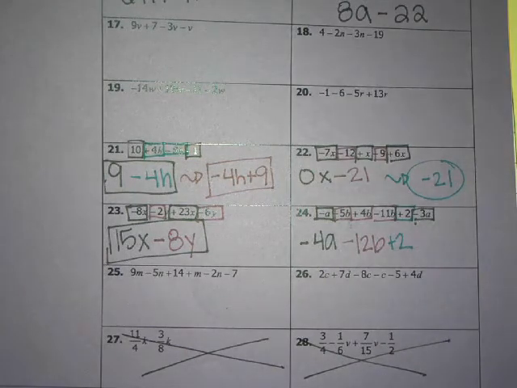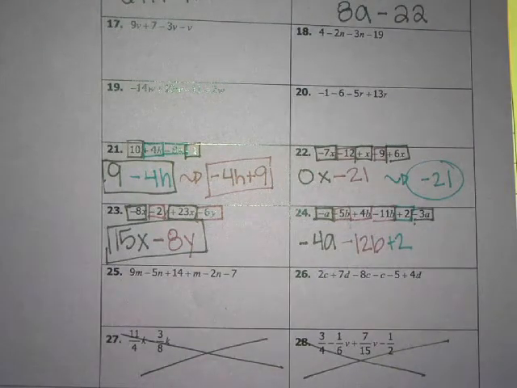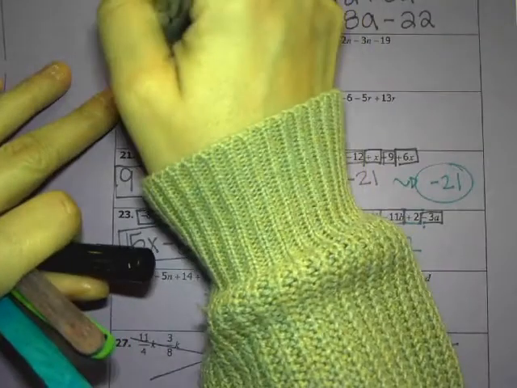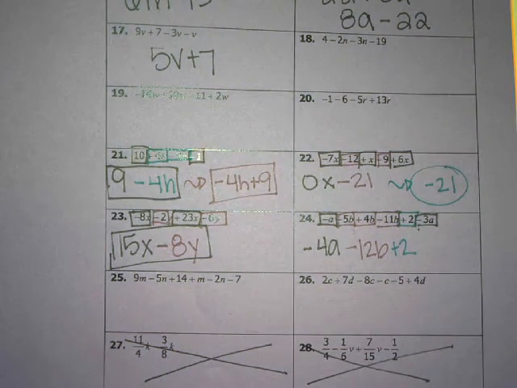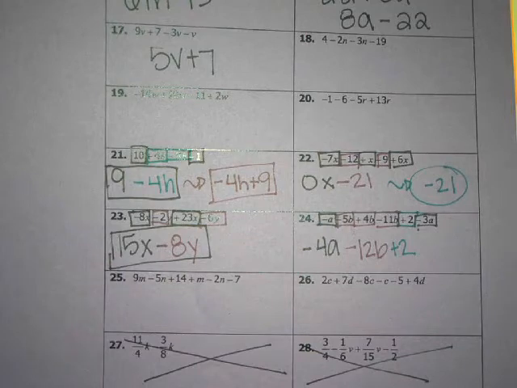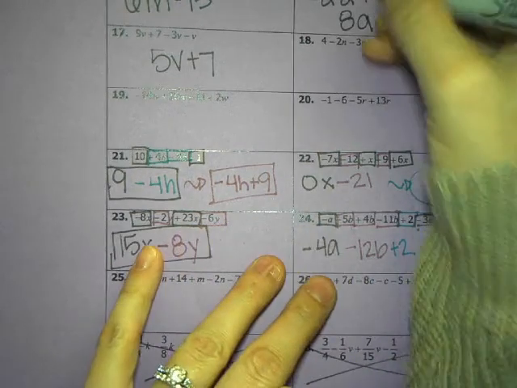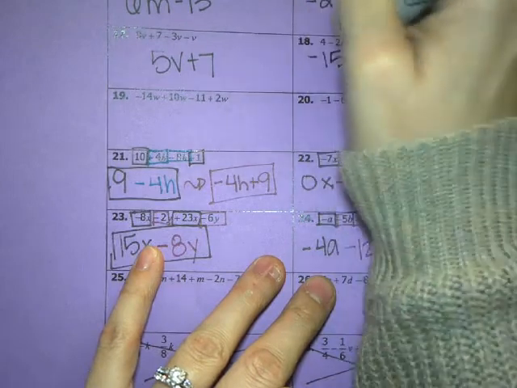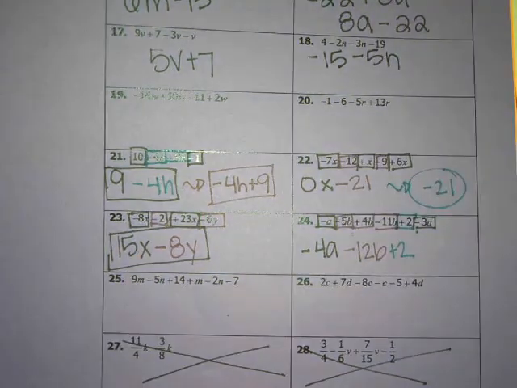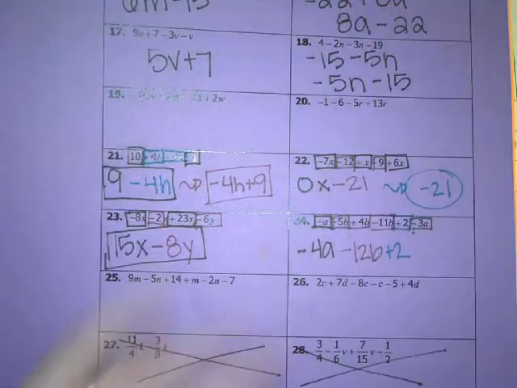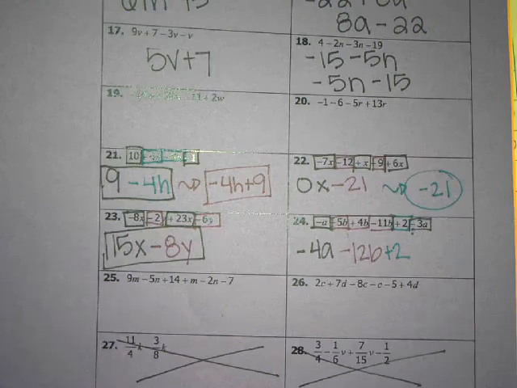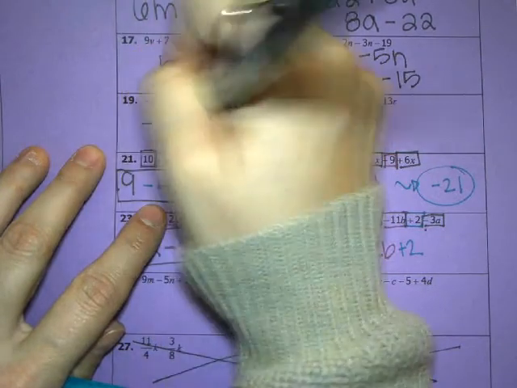Here we go. Let's finish this up. What did you get for 17? 5v plus 7 is correct. Ethan, what did you get for 18? Good. How could I have rewritten that so my variable term was first, Luke? Negative 5 and minus 15. Perfect. I would accept both. What did you get for 19? Negative 2w minus 11. Perfect.